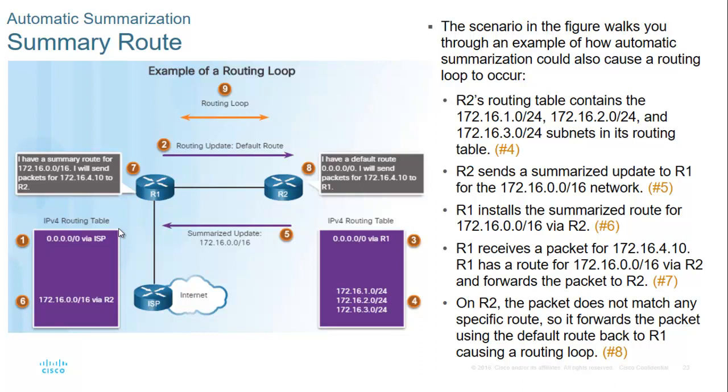Now on R2, the packet doesn't match any of the 3 that they have. So then he has a default route to R1. He will then resend the packet to R1 via the default route. So if you see, a routing loop has been caused.